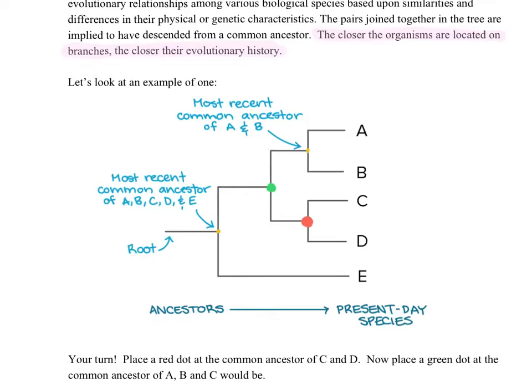Speaking of E, notice that species E has no branching next to it. This is because it has no closely related species and nothing in common with the other species. Therefore, we consider species E to be the outgroup.